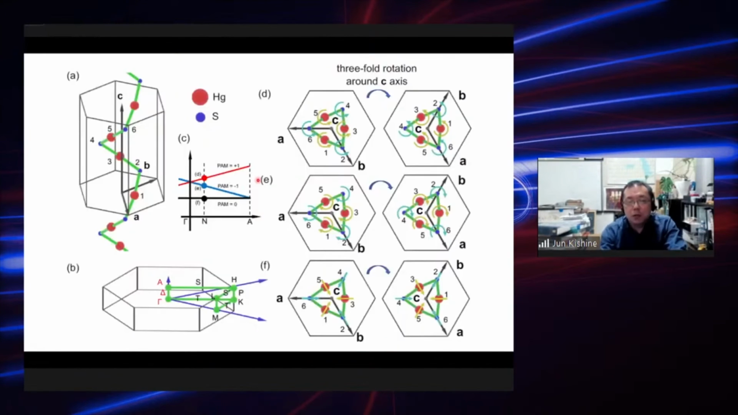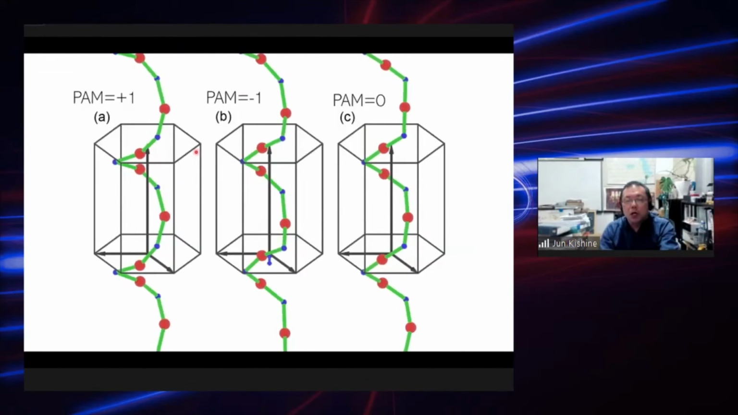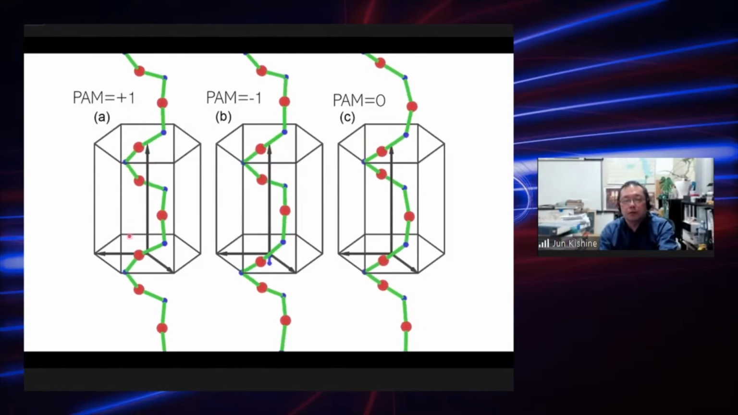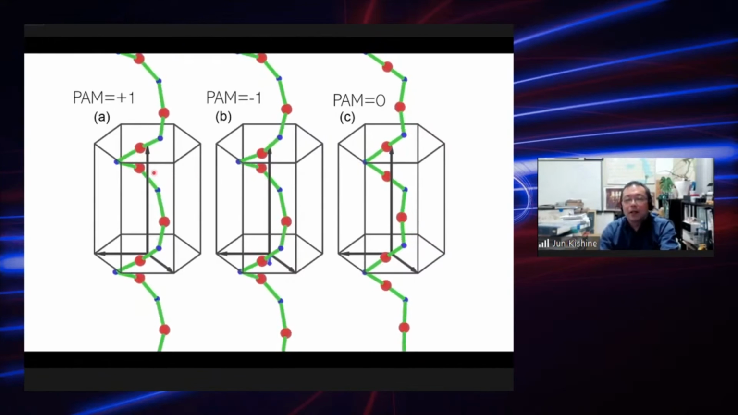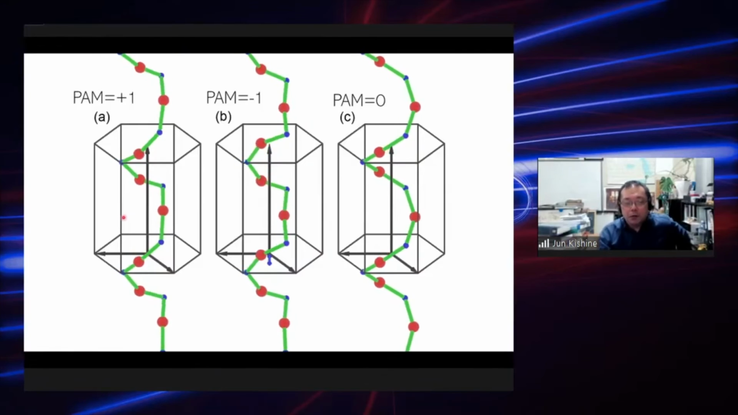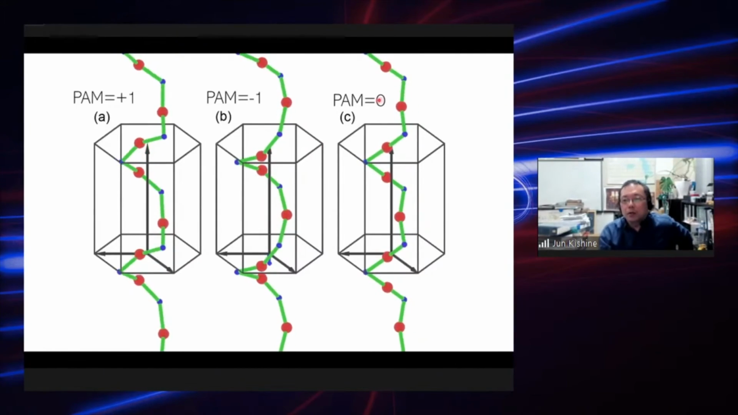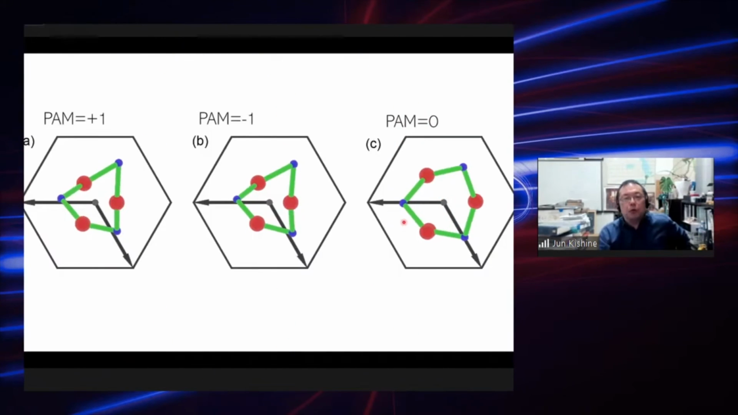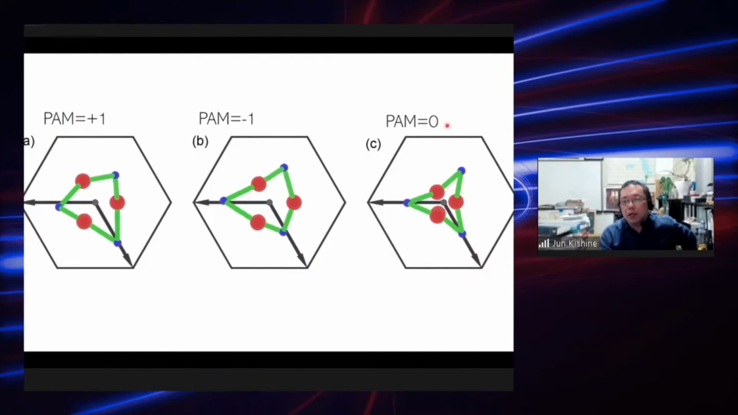Okay, so now time is running. I will show you how a chiral phonon looks. This is pseudo-angular momentum +1, so let's enjoy this movie. We can clearly see that some rotation coexists together with translation here. The pseudo-angular momentum 0 case is like this. Next one is a top view. This is PAM, pseudo-angular momentum +1 and -1, and this is 0.